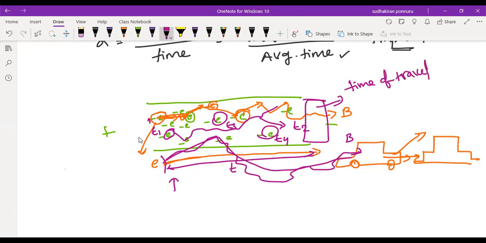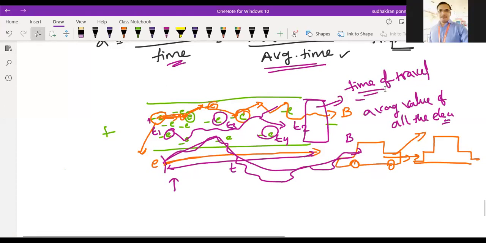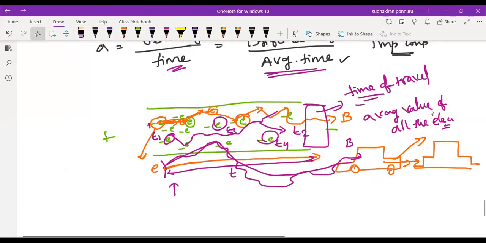Different time of travel. What are we going to do? We are going to take the average value of all the electrons. So here I am writing average time, instead of writing the time. Since the electrons collide with each other, the actual time for every electron will differ from the others. As they have different traveling times, we are going to take the average time here. And next, what about drift velocity?